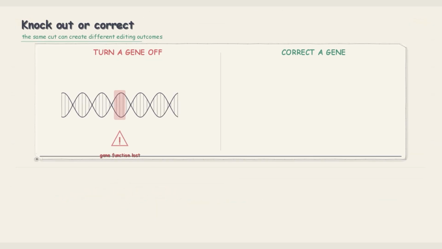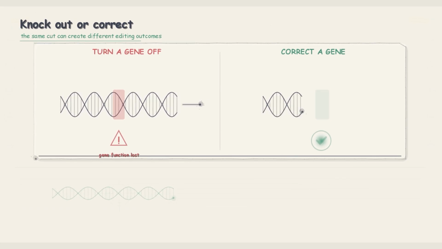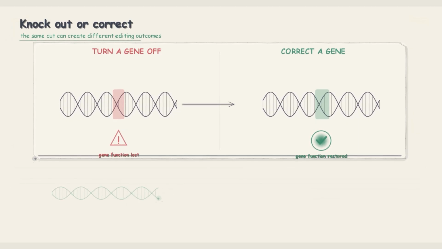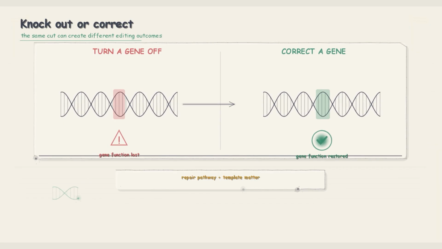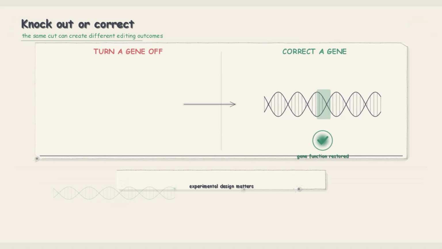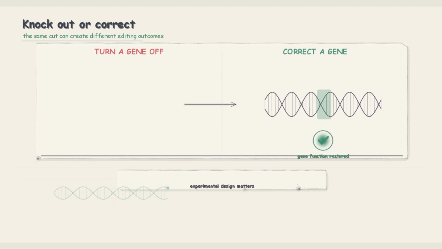A knockout edit is useful when researchers want to disable a gene. A correction edit tries to restore or replace a specific sequence. The difference is not only the cutter, it is the repair pathway and template. That is why experimental design matters. Gene editing is a process, not just a pair of scissors.